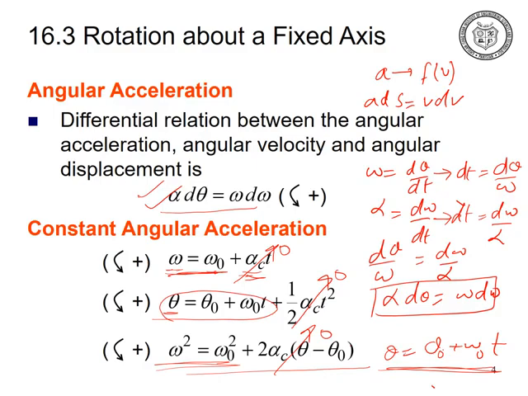This is for uniform rotation, and these three relationships are for uniformly accelerated rotation. So this is all about the equations of motion for the rotation of a rigid body about a fixed axis. In the next slide we will discuss rotation of a rigid body about a fixed axis in detail, in which we will derive the velocity and acceleration.